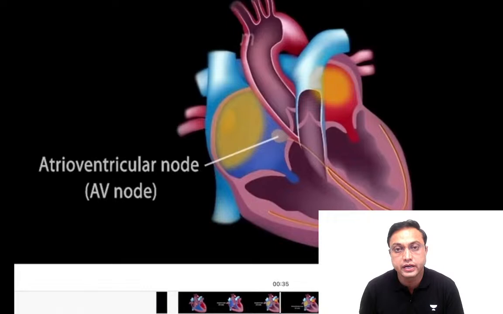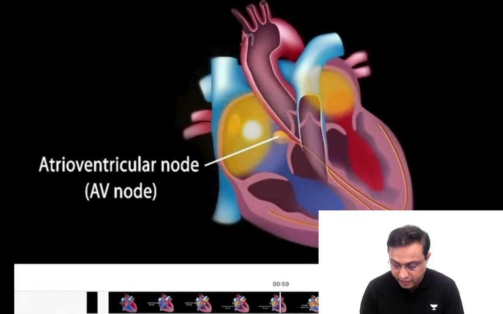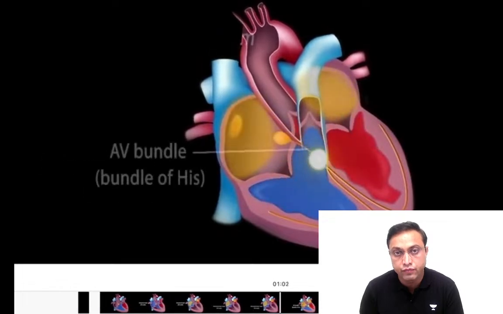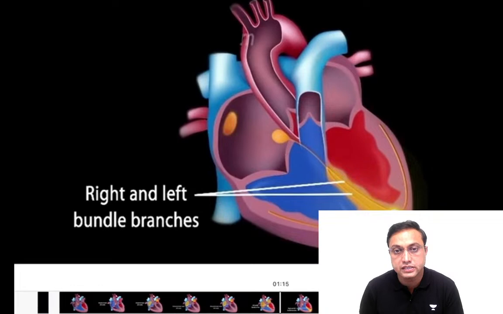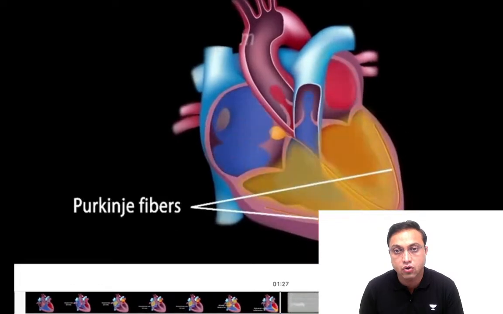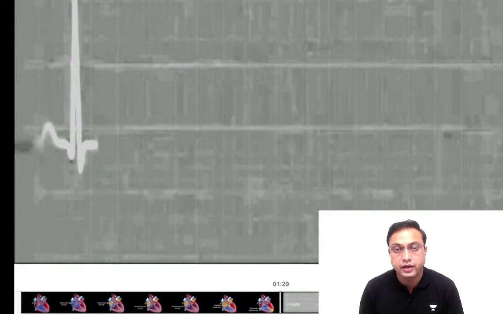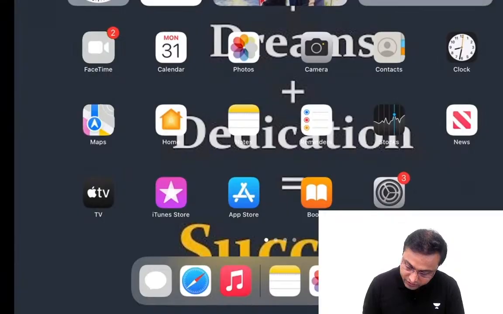The AV node is holding the current for some time, and in the meanwhile the atria is contracting. Then this impulse leads further to the AV bundle, or bundle of His. Meanwhile, the blood is getting shifted from the atria to the ventricle, and when the impulse goes into the right or left branches and the rest of the Purkinje fiber, the ventricle gets contracted and then the ECG is generated. So this PQRST is coming over here. So we have this basic knowledge.